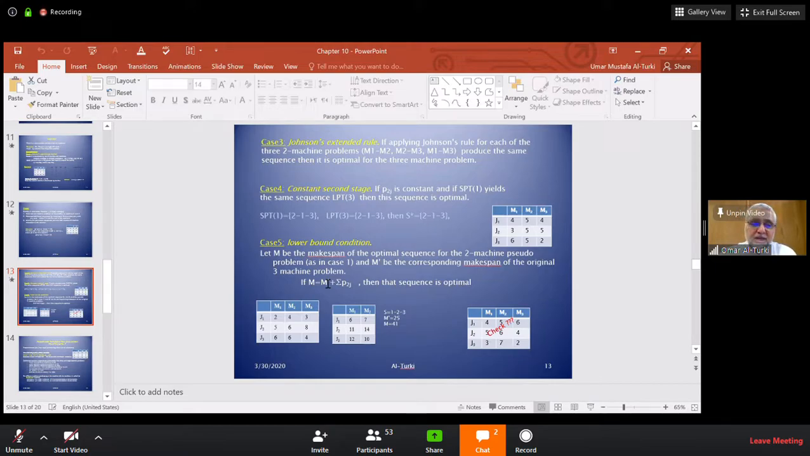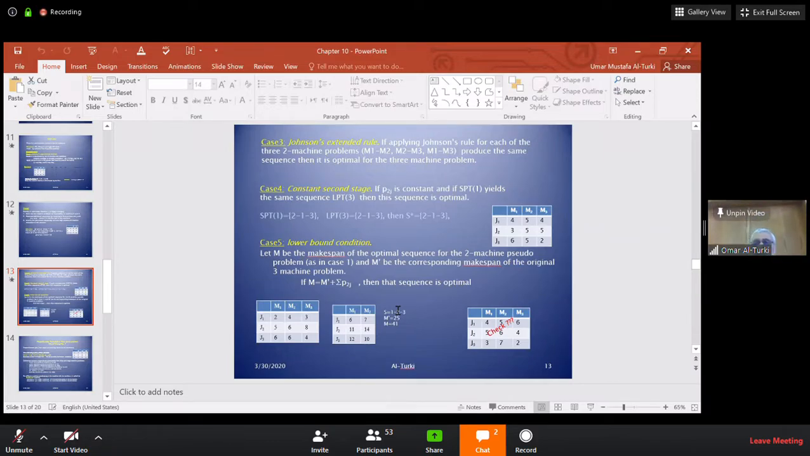Of course, each one of these cases has an analytical proof. I'm skipping the proofs. I'm not showing you the proofs. Is this case clear?